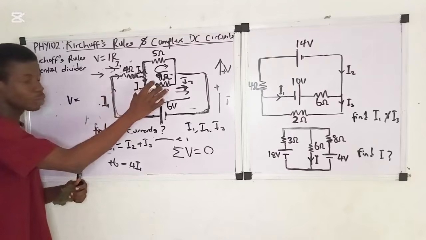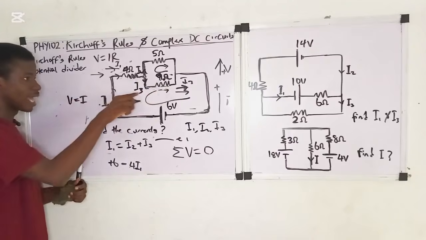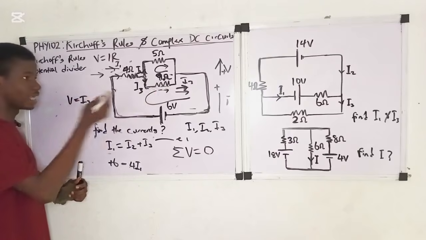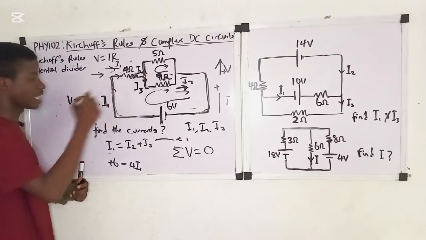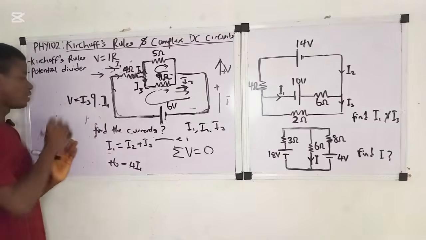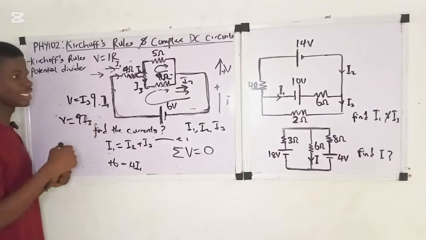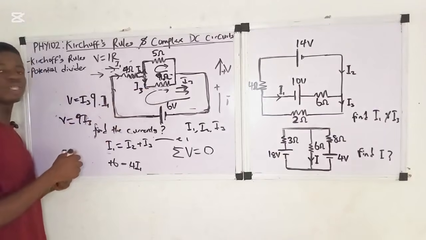Now what will be the voltage here? V equals I times R, right? The current here is I3, right? Then the resistance is 9, right? So therefore the voltage is 9 I3, still the same thing, right? Yes. Now the voltage here, will it be positive or negative?